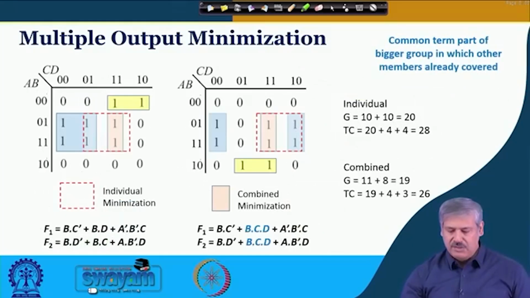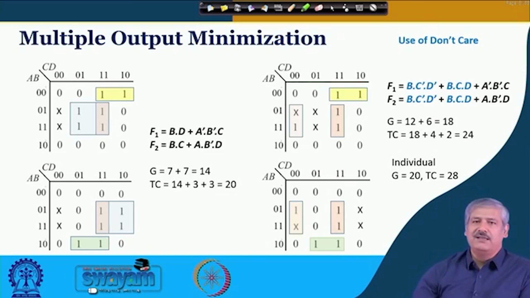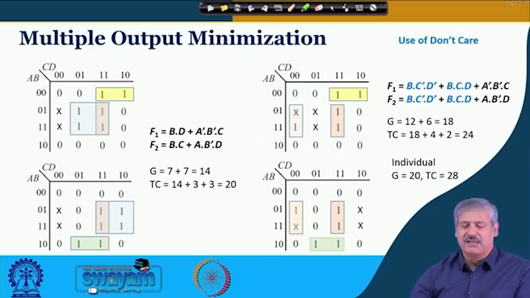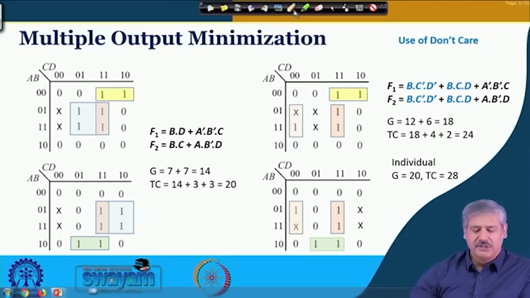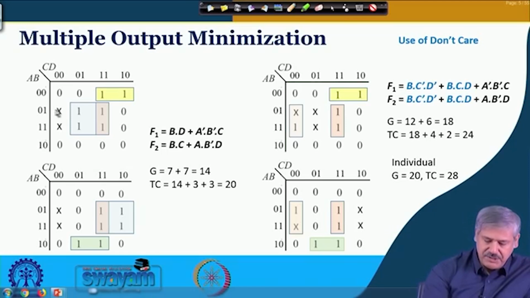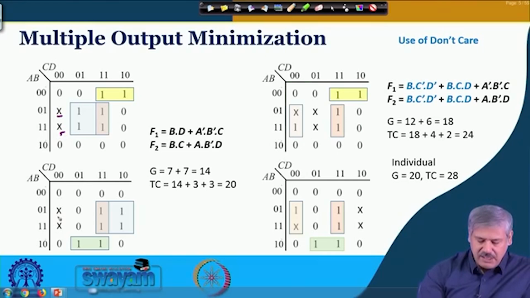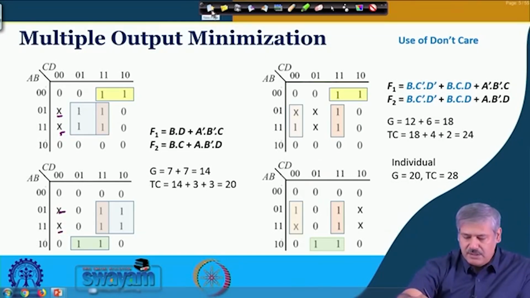Now, we look at the case where the do not care is there, and we see how the do not care can be considered in the multiple output minimization. So, we have taken two examples. In one example you see that these are the do not cares, this is do not care for function 1, and this is do not care for the function 2.